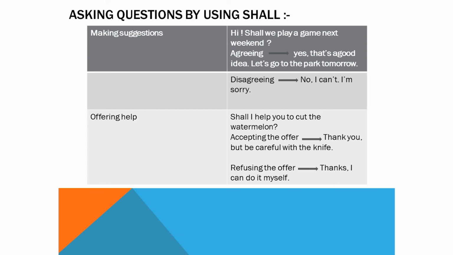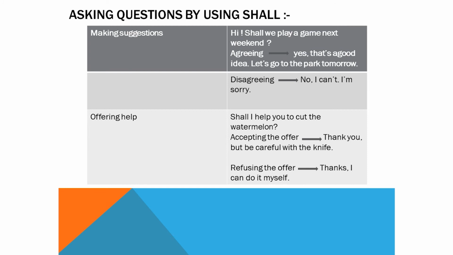We can use shall to ask a question. For example, we can use shall in 2 ways or for two purposes: making suggestions or offering help. Hi, shall we play a game next weekend? To agree, we say, yes, that's a good idea. Let's go to the park tomorrow. To disagree, we use no, I can't, I am sorry.